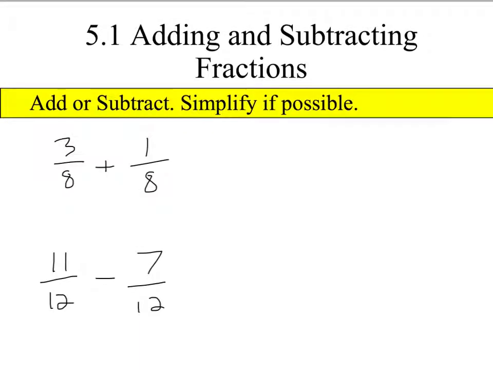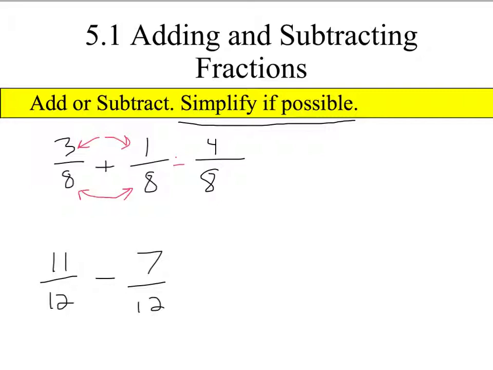Let's try a couple. I want you to give this a shot. Remember, look at the bottom number. If the bottom numbers are the same, you just add or subtract the top number. Make sure you do simplify if possible. I'll walk this first one through. If I look at 3/8 plus 1/8, I notice that I do have common denominators. That always will become my new denominator. I will just bring that over, and now I simply add the numerators. 3 plus 1 is 4, and I get the answer of 4/8.